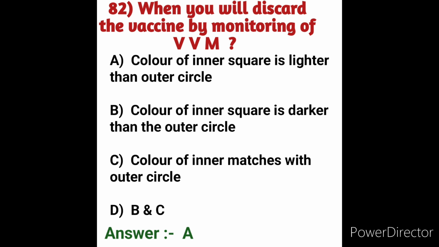We have to observe the color of the inner square and also the outer circle, and the expiry date. We have to discard the medicine before the 28 days. We should not use it, because if we use that medicine the patient will get side effects. Option A is the correct answer, color of inner square is lighter than outer circle.